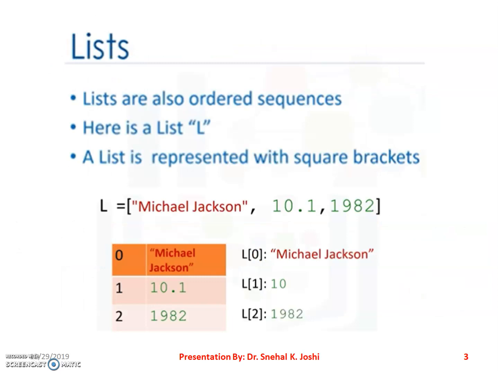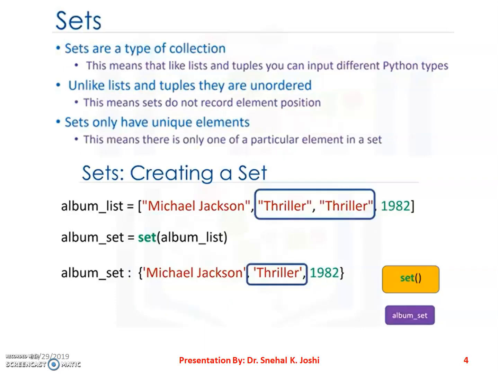Second, another important data structure is the list. A list is an ordered sequence. It is represented using square brackets. We can also nest tuples and other data structures as a part of the list, and the same indexing conventions apply for nesting as well. Like a tuple, each element of a list can be accessed via index. Here, an example is given where L equals a list with a string like Michael Jackson, a float value that is 10.1, and 1982 which is an integer value.